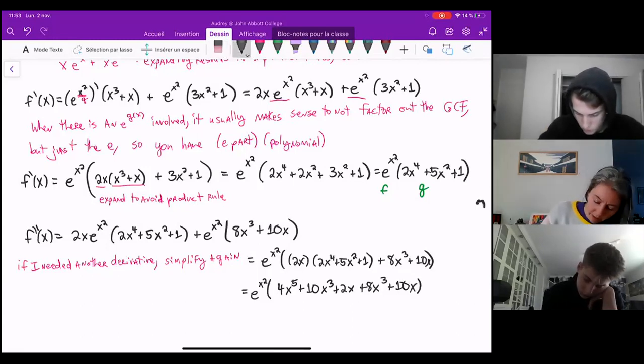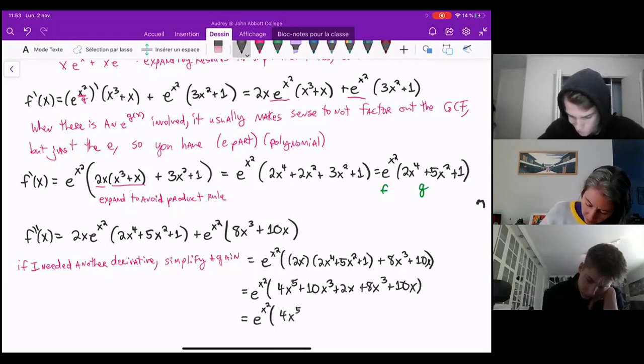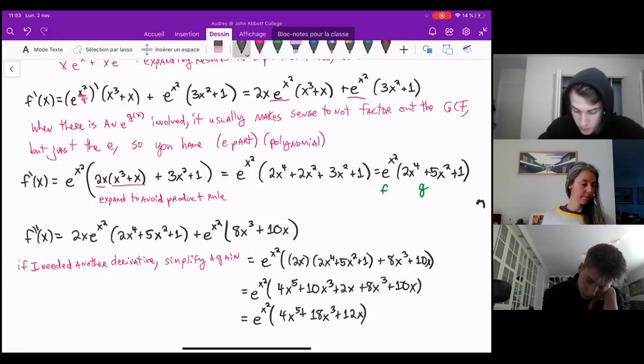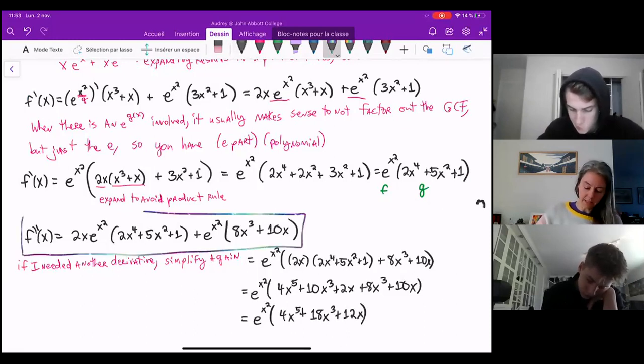And now I'll combine my like terms to get 4x to the 5th, plus 18x cubed, plus 12x. And so this is my final answer, and this is my simplified final answer.